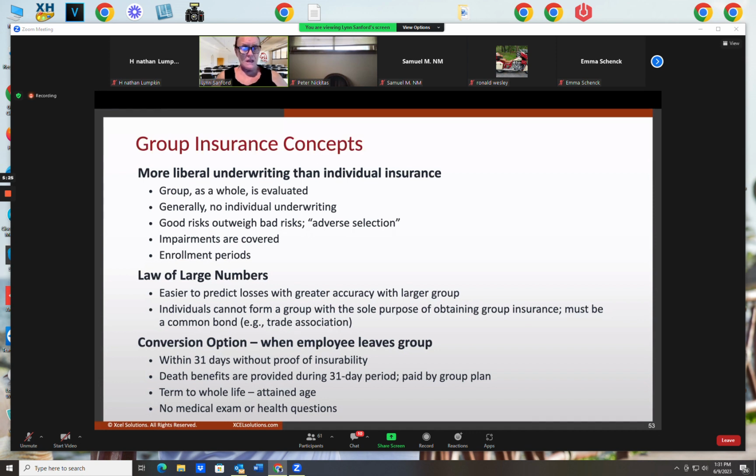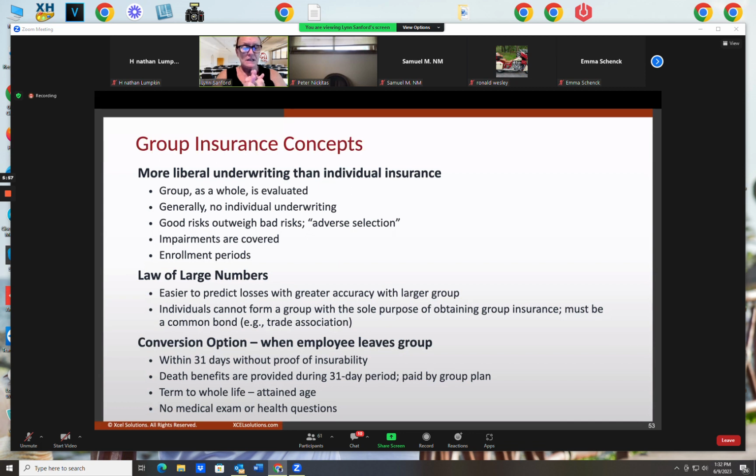Individuals cannot form a group with the sole purpose of obtaining group insurance. You must be a group formed for some other purpose other than just to buy insurance. Otherwise, you're not considered a group. It has to be a group formed for some other purpose other than to buy life insurance. And when we talk about group health insurance later, you've got to be a group formed for some other purpose other than to buy group health insurance. Okay? So individuals cannot form themselves and call themselves a group for the sole purpose of obtaining insurance.